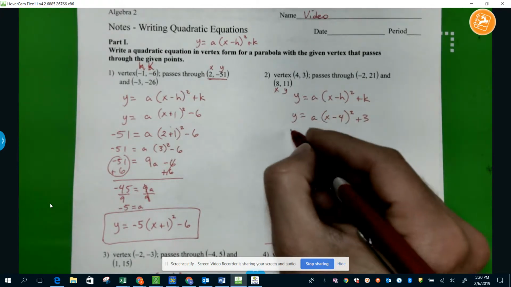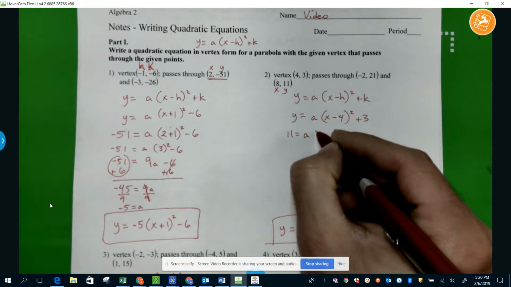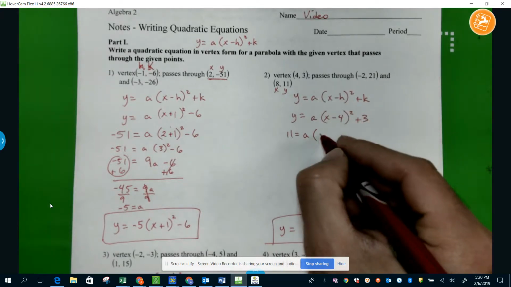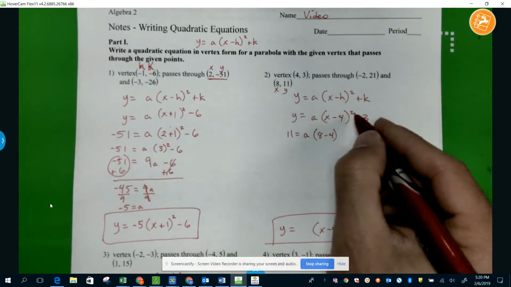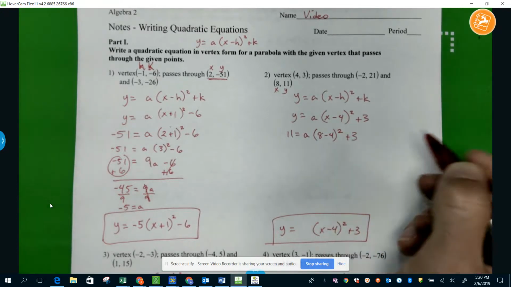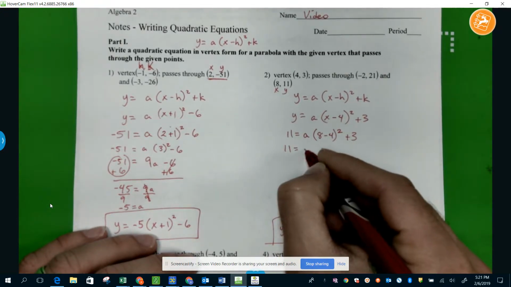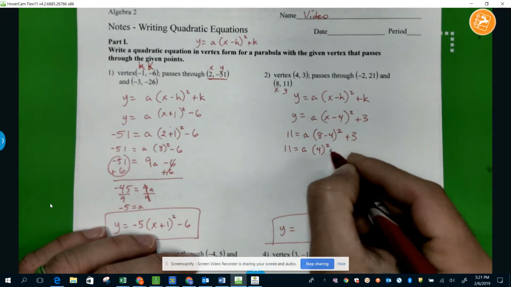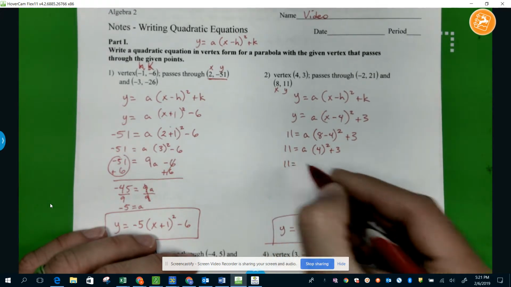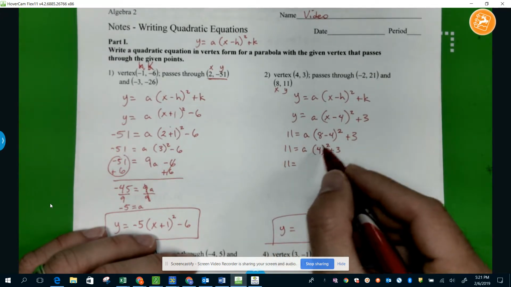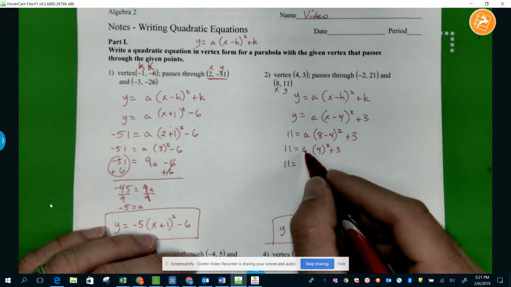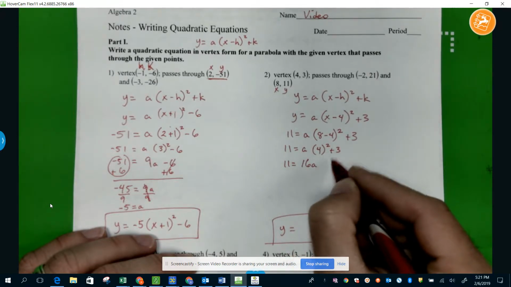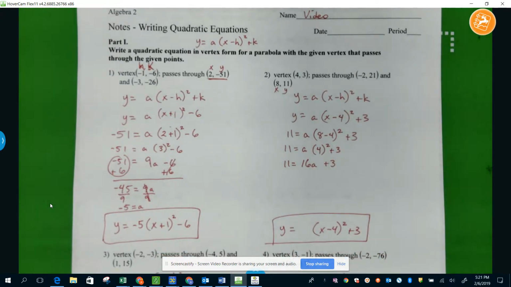So instead of y equals, we're going to say 11 equals. I don't know what a is, so we leave it as a. Now instead of x minus 4 inside the parenthesis, it's going to be 8 minus 4 inside the parenthesis. We still need a squared, and we still need a plus 3. 11 equals 8 minus 4, which is 4. Still have your squared, plus 3. 11 equals, now 4 squared is 16, right? So instead of saying a times 16, really that's just 16a. My plus 3 is hanging out at the end by himself.